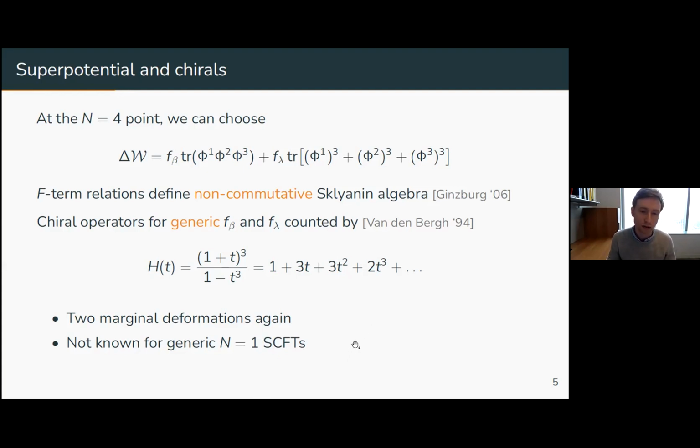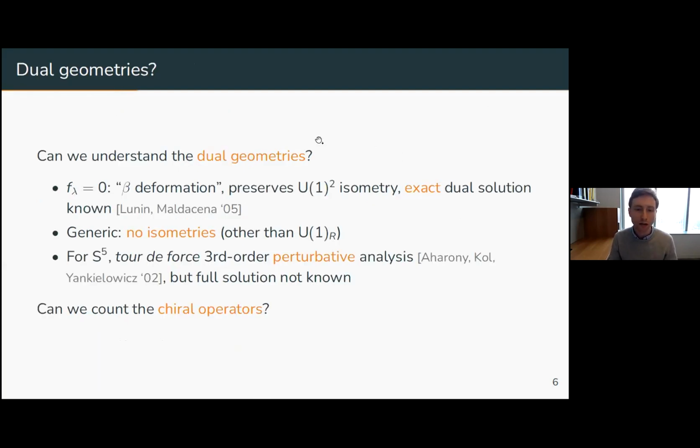And what I'll tell you is how to do this for arbitrary Sasaki-Einstein backgrounds and deformations of them, and how to do this from supergravity. So the question I'm interested in is really, can we understand the dual geometries to these deformed field theories? The supergravity solutions will still have S5 topology, but they'll have all supersymmetries turned on, so they're going to be difficult to find. In the case of F lambda equal to 0, so we turn off one of the superpotential couplings, this is just the beta deformation of Lunin and Maldacena, and you can find the exact solution effectively because it preserves some U(1)^2 isometry.